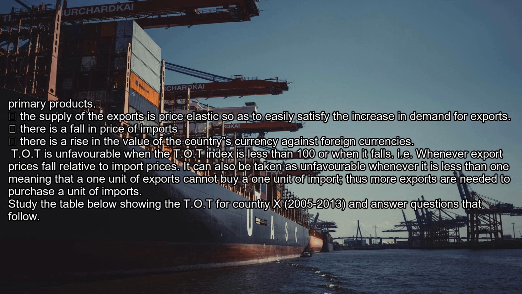There is a fall in the price of imports. There is a rise in the value of the country's currency against foreign currencies. The terms of trade (T) are unfavorable when the T index is less than 100 or when it falls, i.e., whenever export prices fall relative to import prices. It can also be taken as unfavorable whenever it is less than 1, meaning that 1 unit of exports cannot buy 1 unit of imports, thus more exports are needed to purchase a unit of imports.